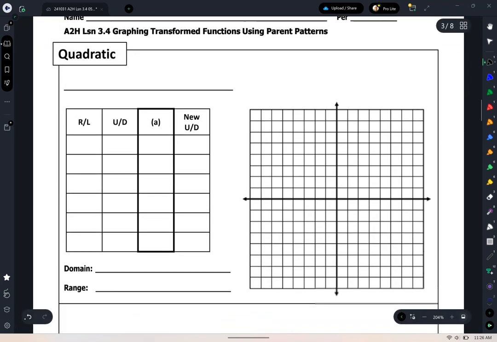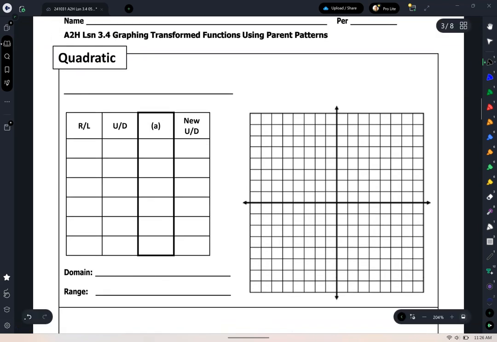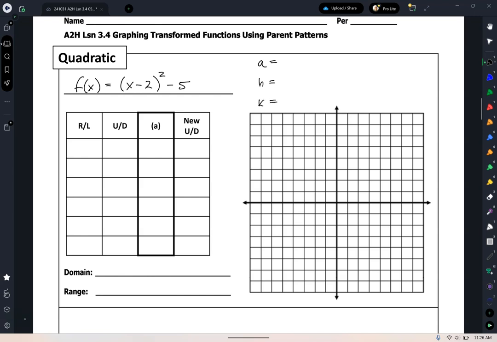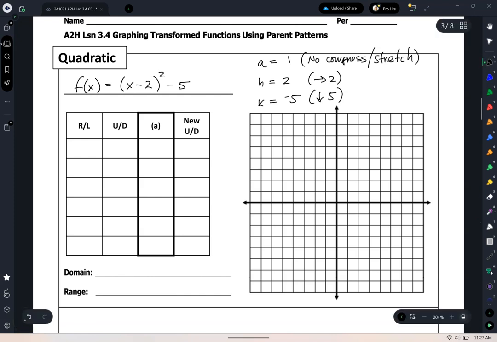Okay, quadratics. So let's start with this function here. F of x is equal to x minus 2 groups squared minus 5. Okay, let's do our A, H, and K. That should be pretty straightforward. We'll start with our A, H, and K. Go ahead and do those with your descriptions. A, H, and K should have looked like that. No compress or stretch. And then we got a right 2 shift and a down 5 shift.